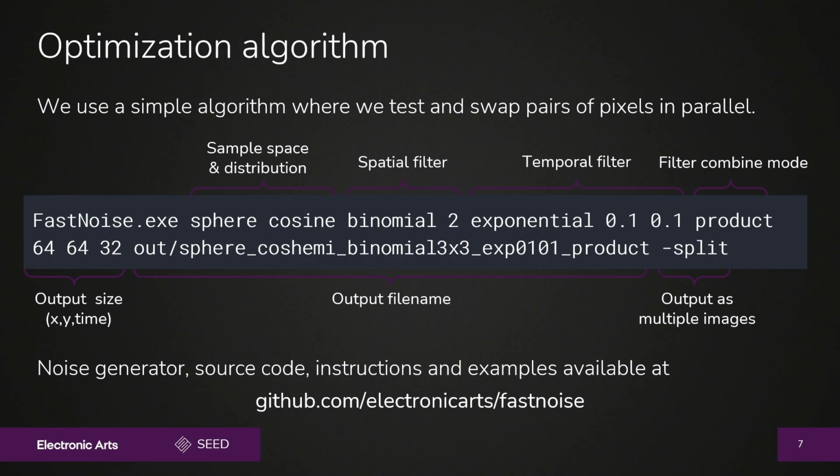And then you specify an output size and file, and it generates some images that you can plug straight into your renderer. So we have some examples at this URL. Our noise generator is online, and you can just grab the textures, and they're just textures, so you can plug them right into your engine now. Okay.